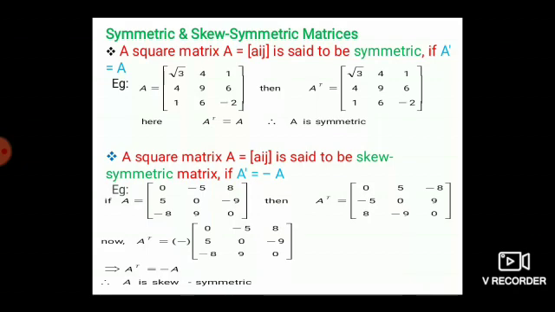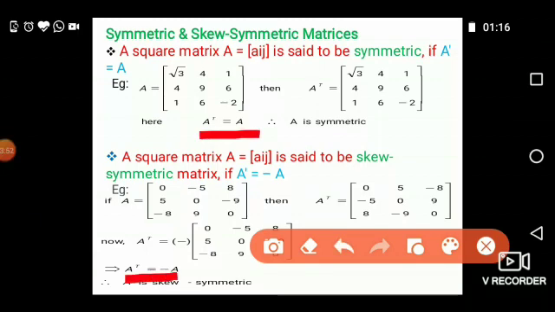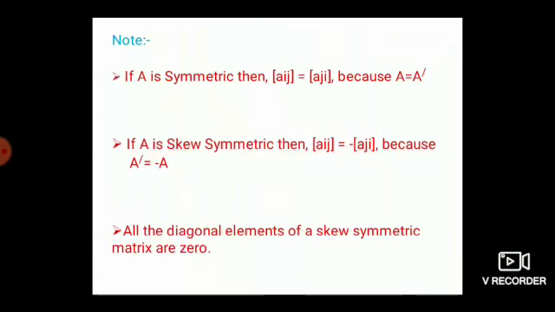Therefore, in case of symmetricity, the definition goes A dash is equal to A, and in case of skew symmetricity, A dash is equal to minus A. Such matrices are called a symmetric and skew symmetric matrix.